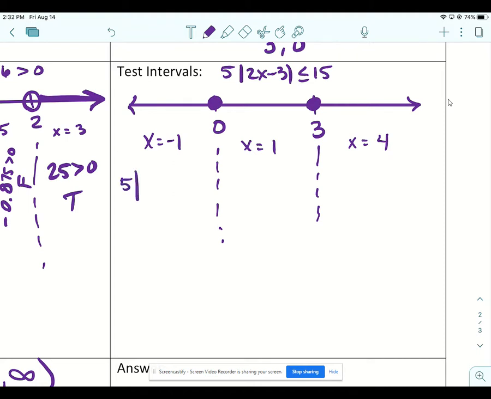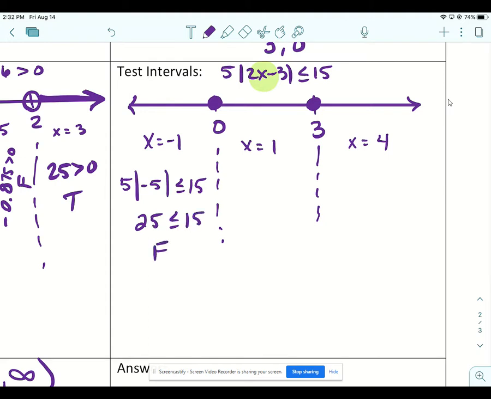And then when I put in -1 for x, it's going to be inside of the absolute value, -2 minus 3, which is the absolute value of -5. The absolute value of -5 is 5, so you get that 25 is less than 15, which obviously is false.